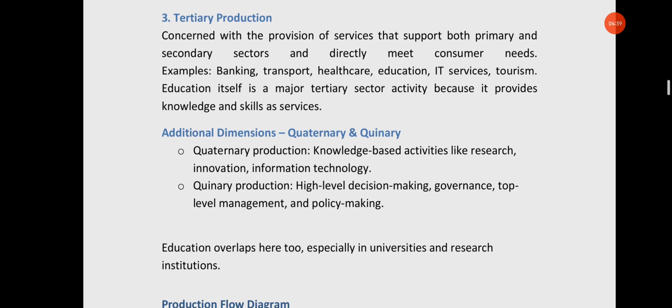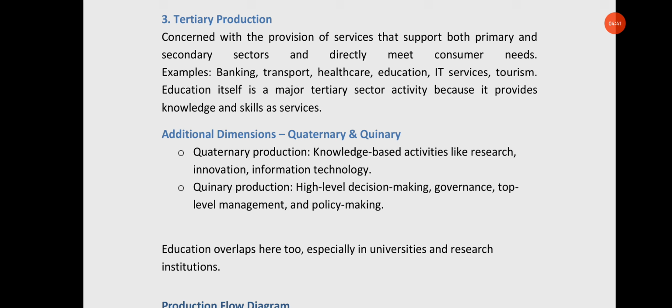Number three, tertiary production, concerned with the provision of services that support both primary and secondary sectors and directly meet consumer needs. Examples: banking, transport, healthcare, education, IT services, tourism. Education itself is a major tertiary sector activity because it provides knowledge and skills as services.